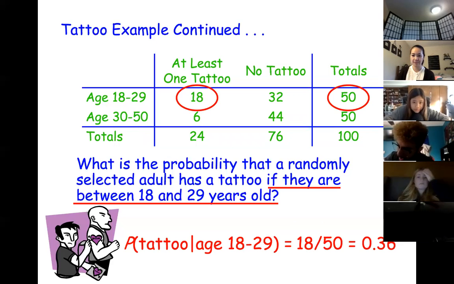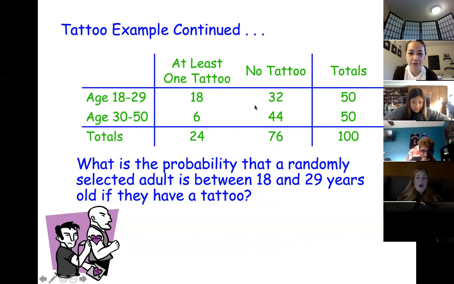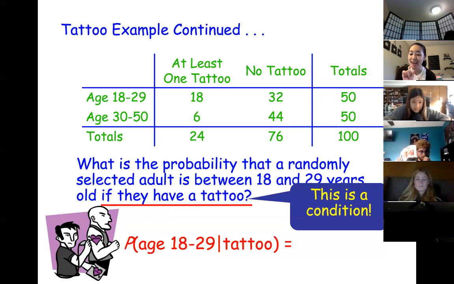Questions on that? All right, let's try another one. What is the probability that a randomly selected adult is between 18 and 29 if they have a tattoo? Now, notice the wording here. It's a little bit different because now this is our condition. This is what we know. We know they have a tattoo, and we now want to figure out what's the probability they're between 18 and 29. Pull out the numbers you think you need and set up your fraction.